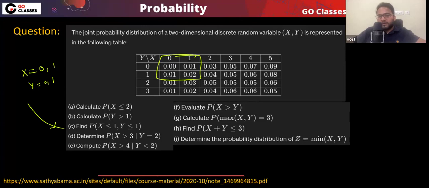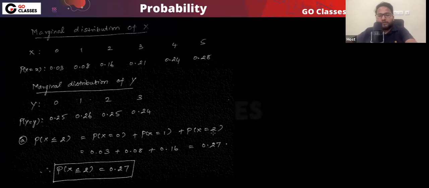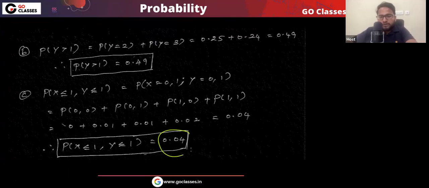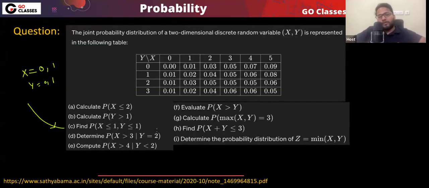So how much is it, by the way? This is 0.2 and 0.2, 0.04, right? So let me just quickly verify. The answer of C should be 0.04. So 0.04 is the answer of C. Okay. Now let's just try this. X greater than 3 and y equal to 2.